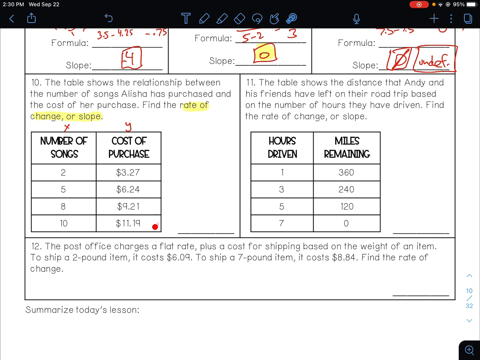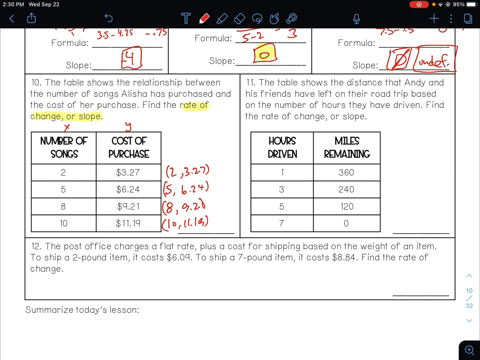So let's choose 2 points. Our first point would basically be 2, 3.27. Our next point is 5, 6.24. Our third point is 8, 9.21. And our fourth point is 10 and 11.19.